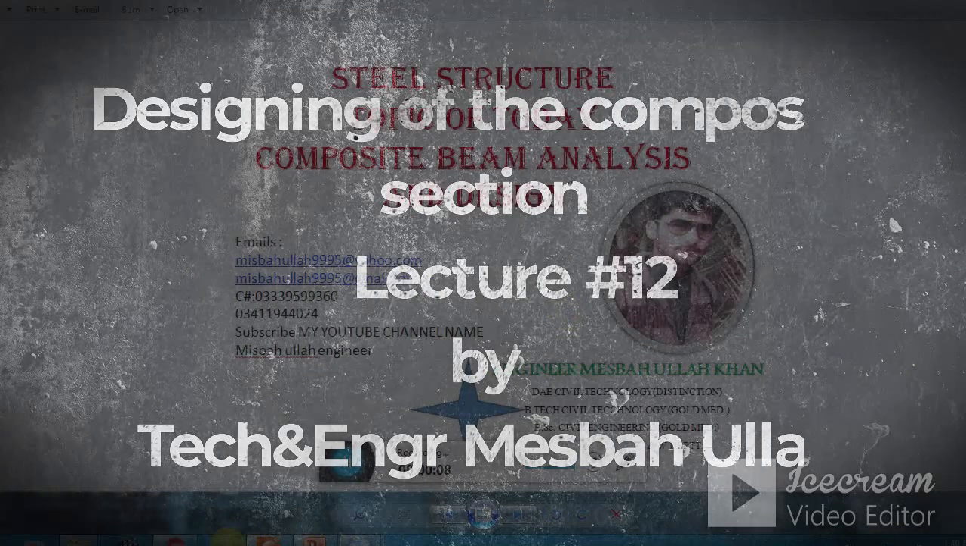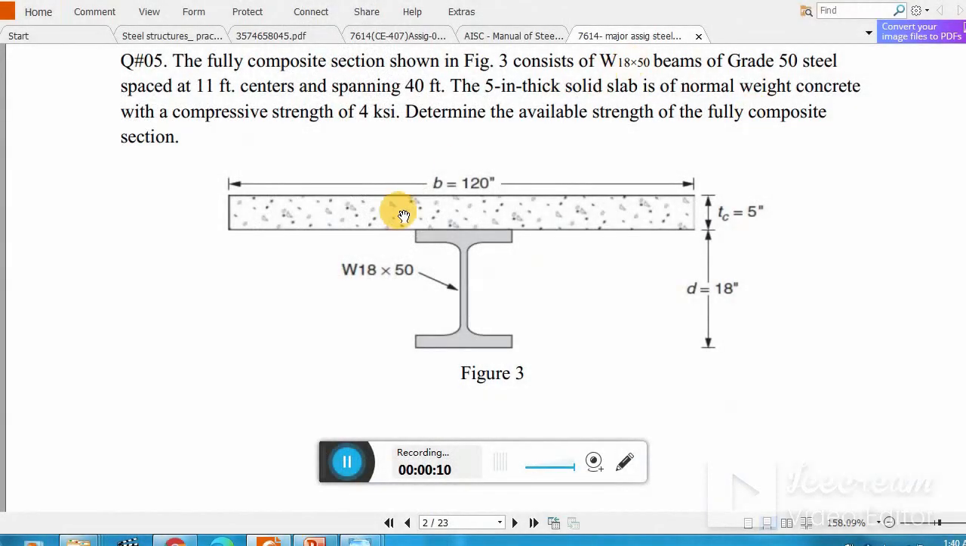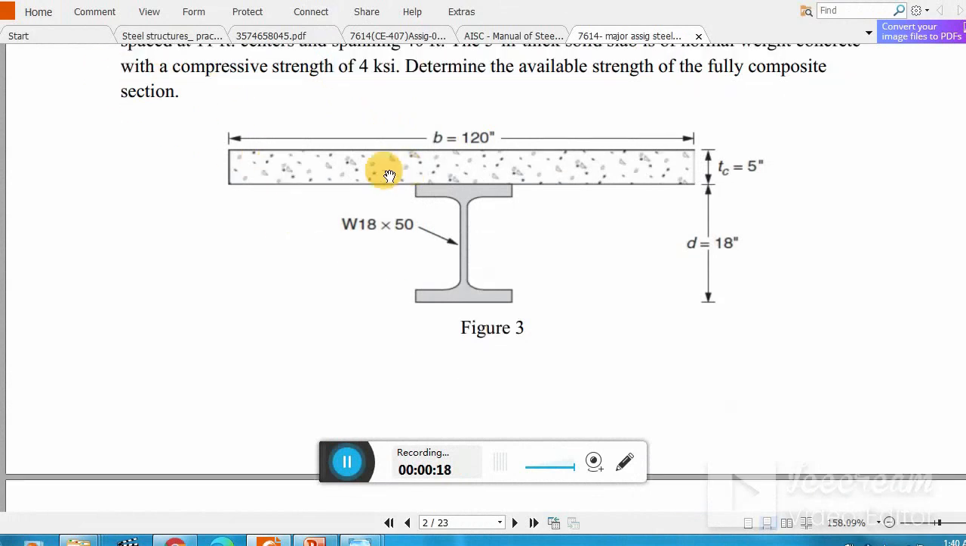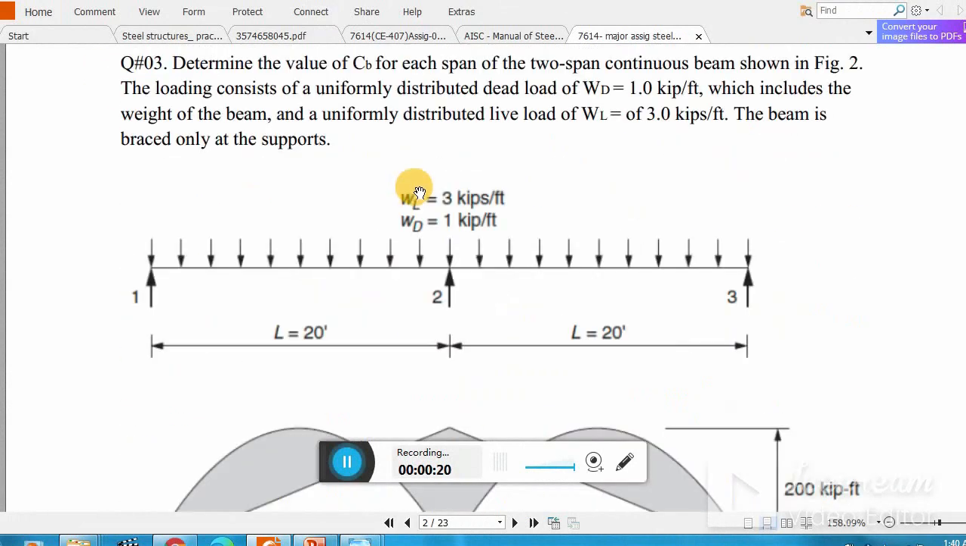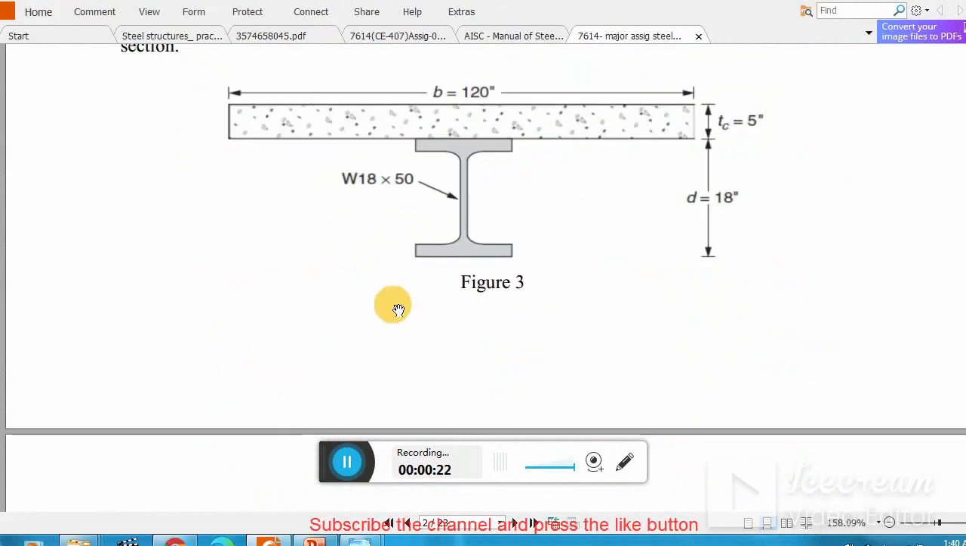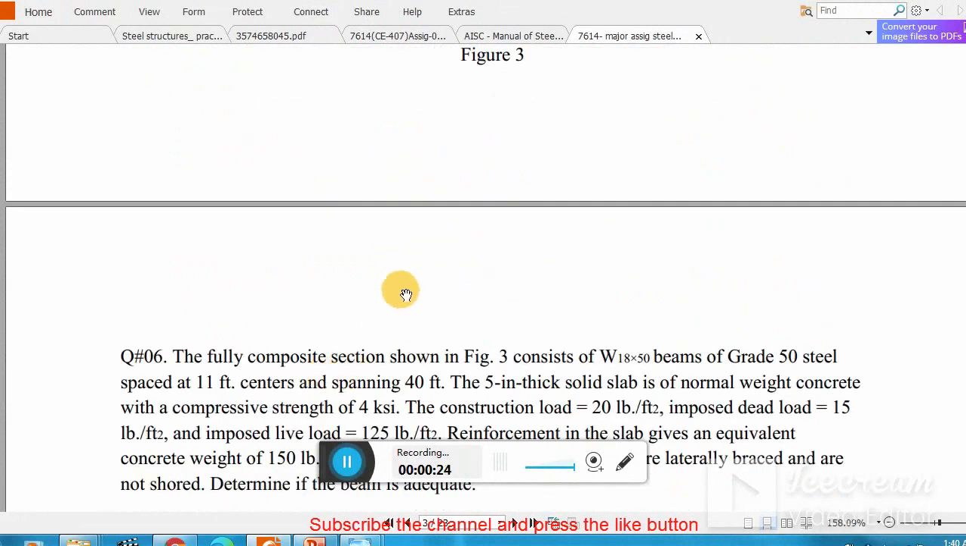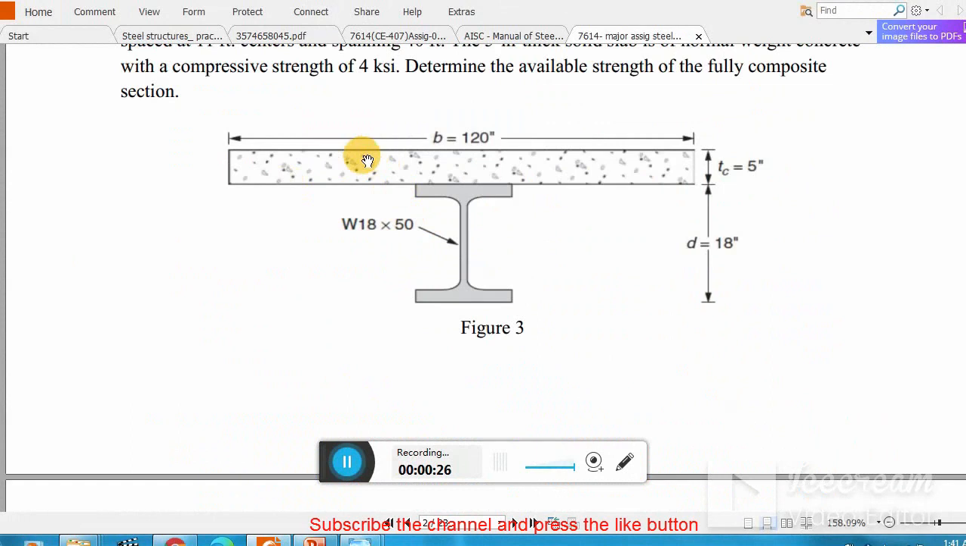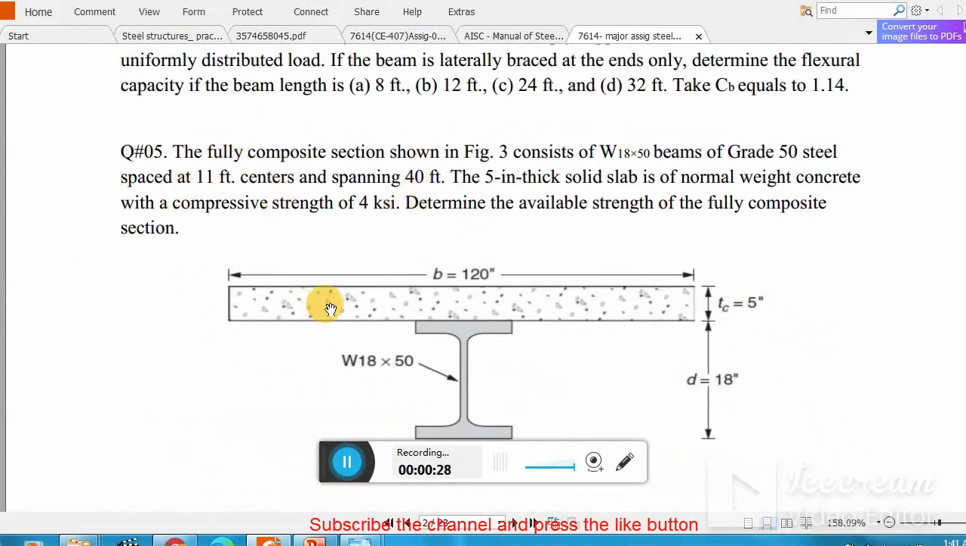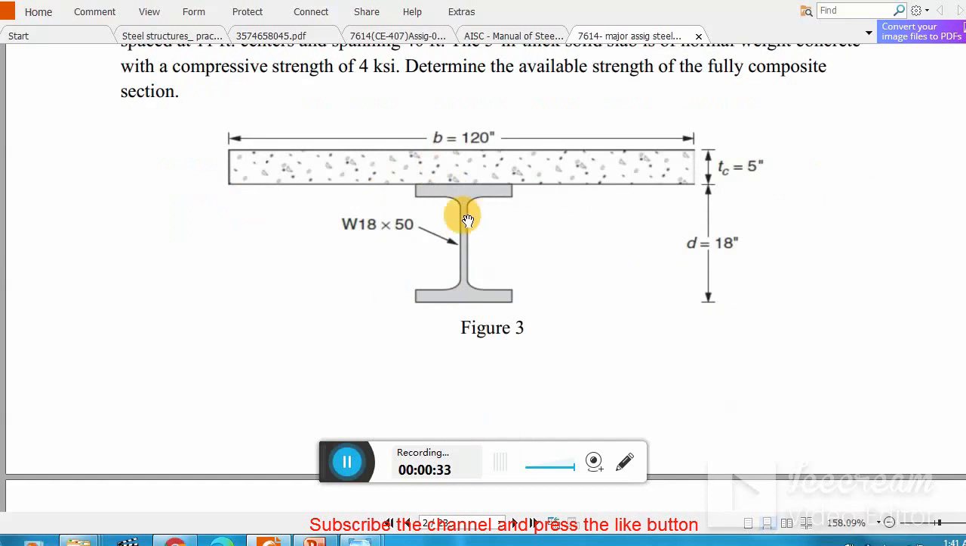Students, as you know, in lectures 6 through 9, we covered question number 5 of our major assignment and question number 6 as well. These two questions are basically related to the analysis of a composite section.